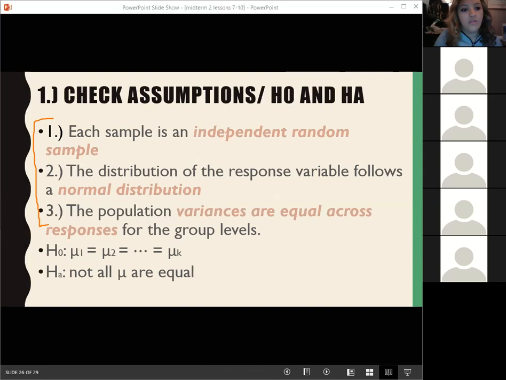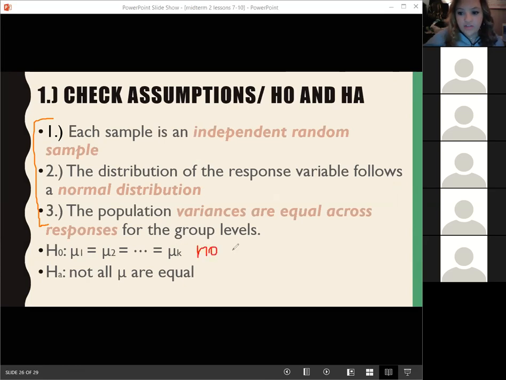To make sure that those variances are equal for those responses, you can just compare the groups and make sure that the smallest one divided by the largest one is at least 2. That'll make you decide that. And then lastly, our null and alternative hypotheses.